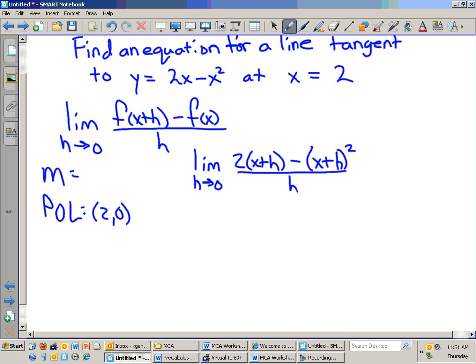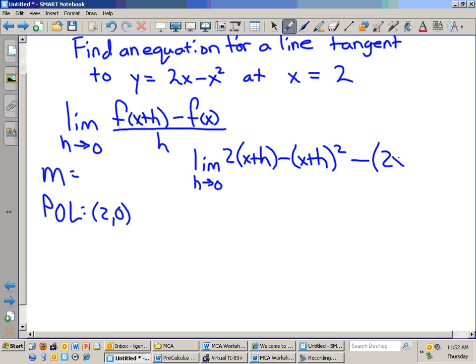Now, hold on. I'm sorry. I did a bad job here. F of x plus h is 2 times x plus h minus x plus h quantity squared. Now I have to subtract off my function, minus my function, which is 2x minus x squared. I'm sorry, I did not write the function subtracted earlier.